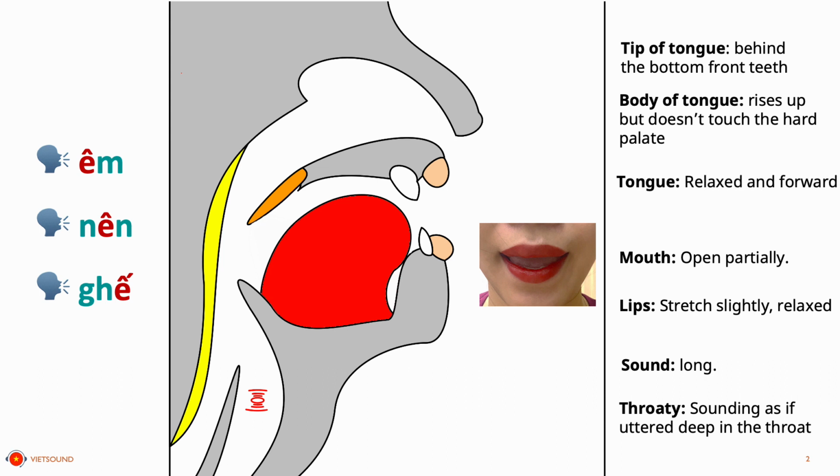Now let's talk about the mouth shape. Open your mouth partially, stretch the lips slightly and keep them relaxed. The A sound is a long sound, so we have to prolong the sound inward. And the most important thing about the A sound, it is a throaty sound. So you have to make the sound as if uttered deep in your throat, like nên, ghế.